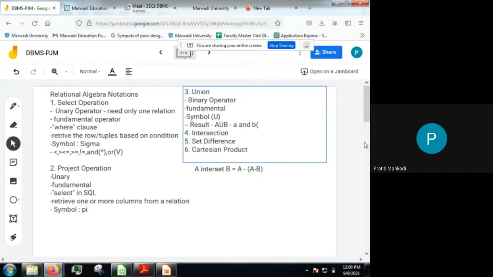All clear so far? Right. Do remember these 5 notations very, very properly. Tomorrow I want to start with the example of these things, and then we'll be moving on to the cross product and other notations.